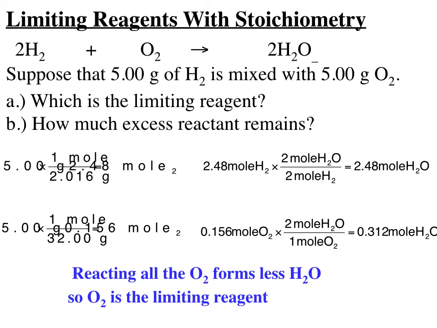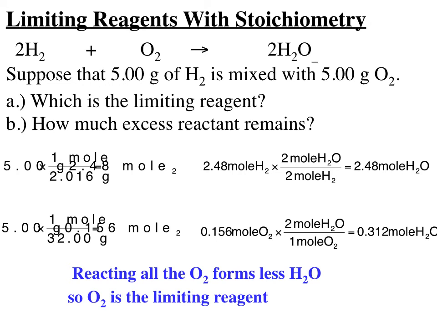Then what I will do is use the stoichiometry between each reactant and the product and determine how much product each of them will form if the entirety of their sample is used. When I look at the ratio of water to H2, it's a 2 to 2 ratio of H2O to H2 in the balanced equation. So if I start with 2.48 moles of H2, and if I use it all, I would make 2.48 moles of H2O.